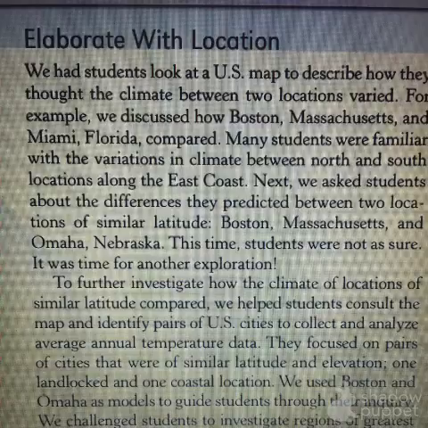So the students were then asked to pick 2 cities with similar elevation and latitude to investigate. The students were then sent off into pairs to collect average monthly temperatures and monthly precipitation. And then the teacher taught the students how to incorporate line graphs and other graphs to organize their data, which was nice so they can include that in their notebooks.